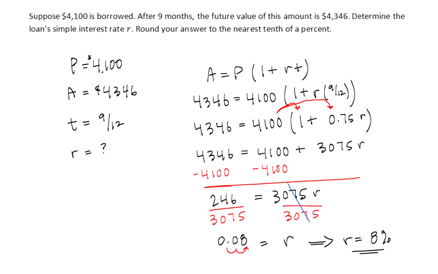Notice that even though the original problem asked us to round our answer, that was not necessary in this case. And then just to make sense of our whole situation here, what this basically means is that under a simple interest situation, $4,100 that's borrowed after 9 months at a simple interest rate of 8% would be, the future loan value would be $4,346.